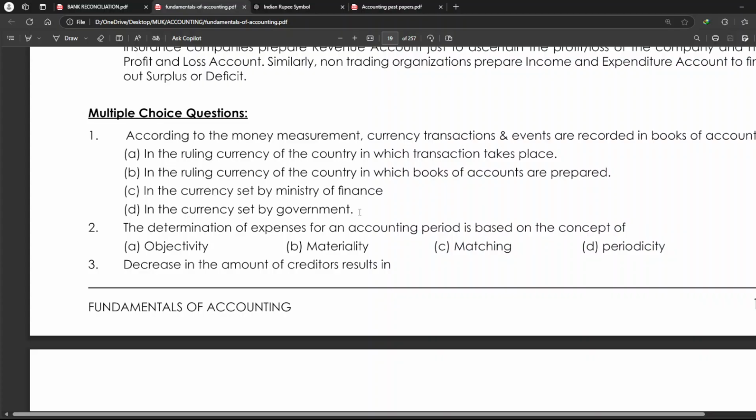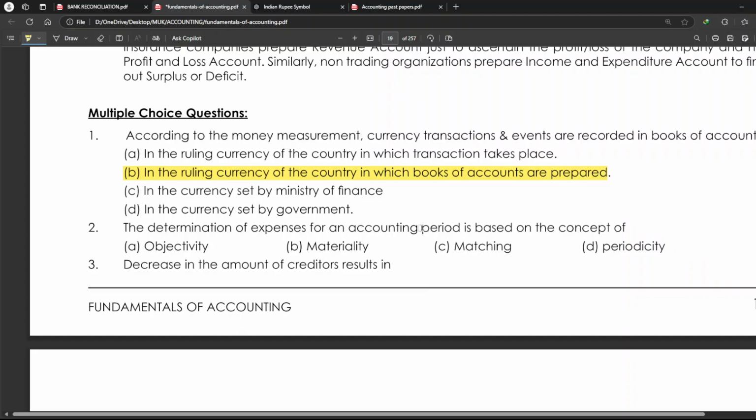For these numbers, you can use the elimination method or the having-read method. Having read method is when you know the stuff. Elimination is when you think this one really doesn't match, you eliminate until you reach the final answer. But we see here our answer is B, the ruling currency of the country in which books of accounts are prepared, is where money measurement, currency, transactions, and events are recorded.